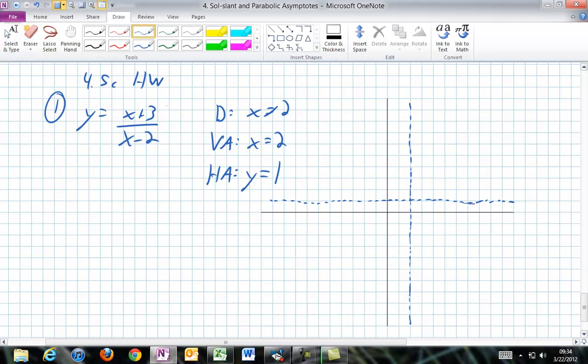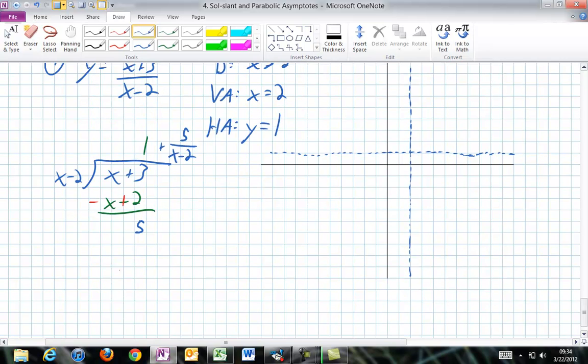I'm going to argue that this is very similar to the type of graph that we've already done. If I go with the long divide piece and try to get a remainder, if I long divide, then there's 1 times x minus 2. Change the signs, minus plus, and I get 5. So this is actually the same as 1 plus 5 over x minus 2. That's y is equal to 5 over x minus 2, plus 1.